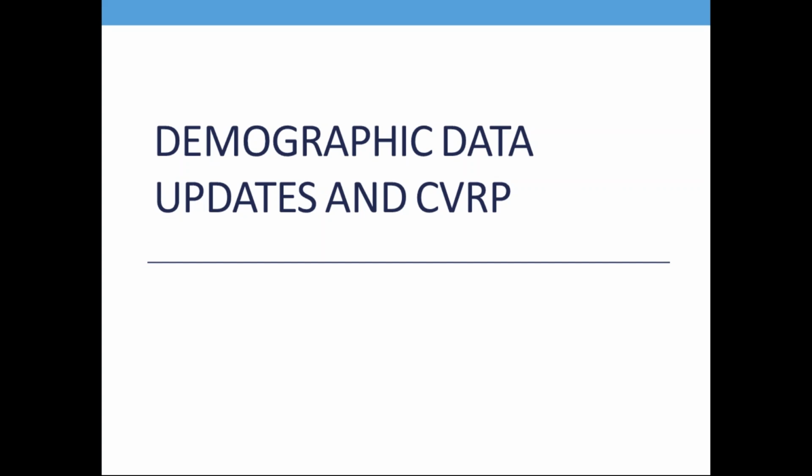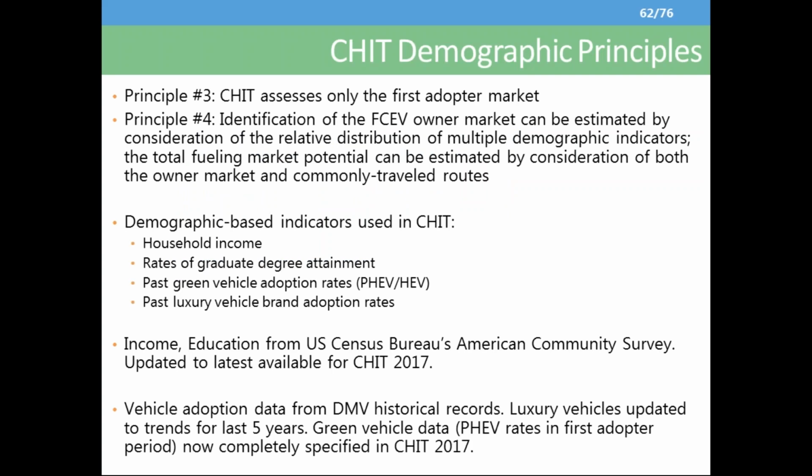Okay, and then we're going to discuss a little bit of the demographic data updates and some of the CVRP results. That's the Clean Vehicle Rebate Project, which is the consumer incentive in California, and some of the data we've gotten from there and how that relates to the CHIT evaluation. So next slide. Again, CHIT assesses the first adopter market, and that first adopter market we consider to be represented by multiple demographic indicators.